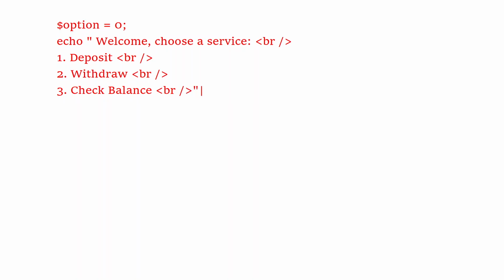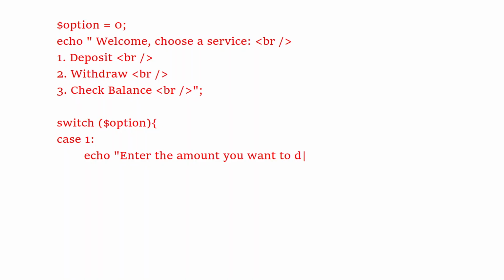Then we close that echo and we close that line with a semicolon like that. After that, you can have a switch. So switch option, like that, then opening curly bracket. Then you can say case 1. Then in case 1, you want to execute some code. You want to say echo, enter the amount 1, 2, 3, 4, 6.